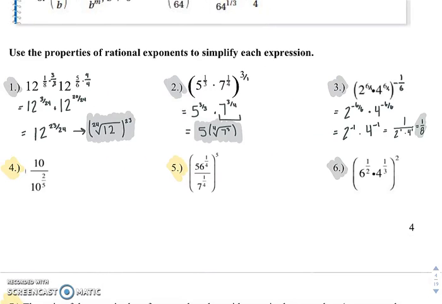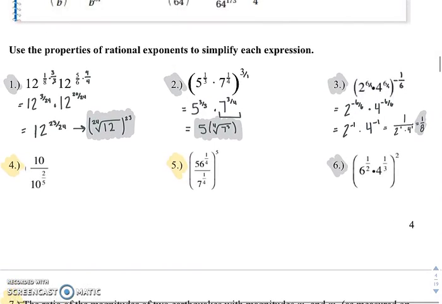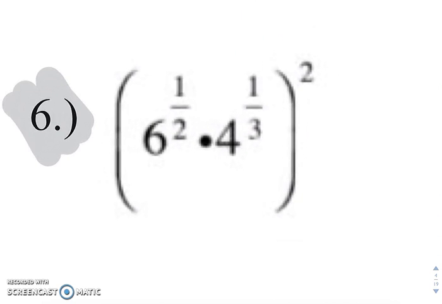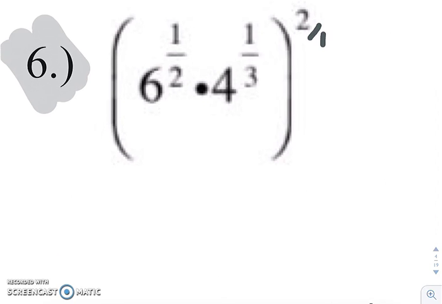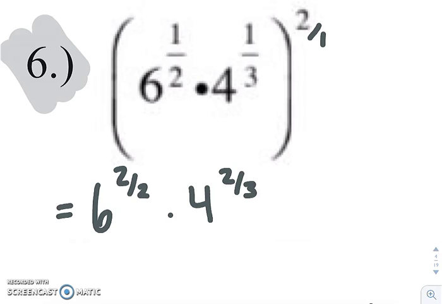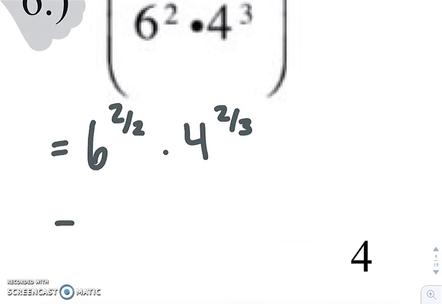So if we take a look at number 6, 6 to the 1/2 times 4 to the 1/3, all to the power of 2. So again, put that 2 over 1. And this will become 6 to the 2/2 times 4 to the 2/3. So again, 2/2 is just 1, so this just becomes 6.